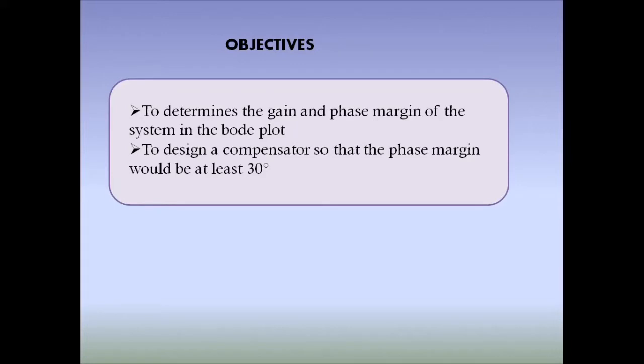For this project, we have two objectives. First, to determine the gain and phase margin of the system in the plot. Second, to design a compensator so that the phase margin will be at least 30 degrees.